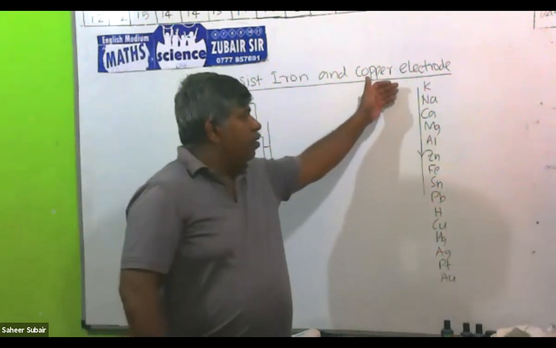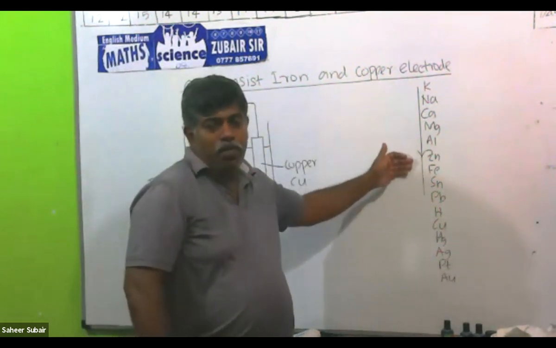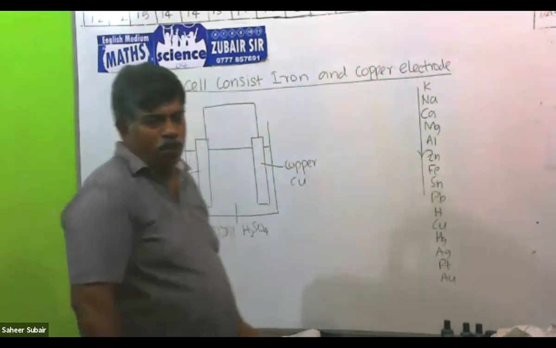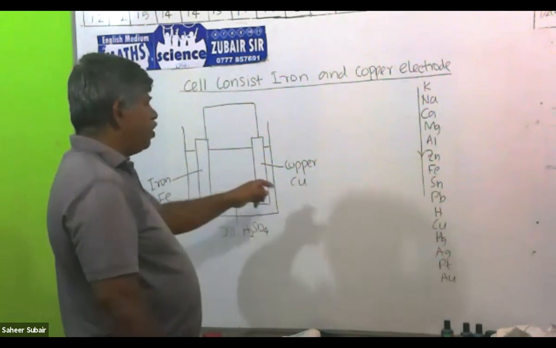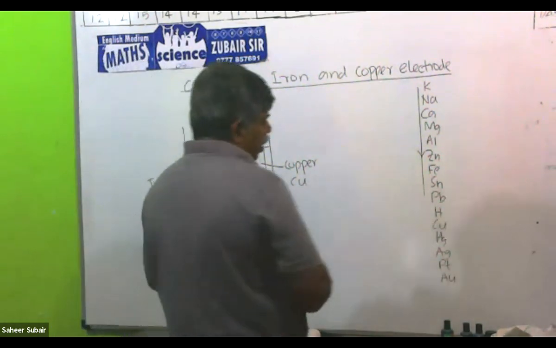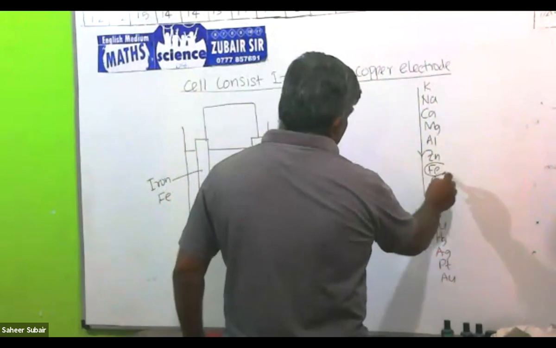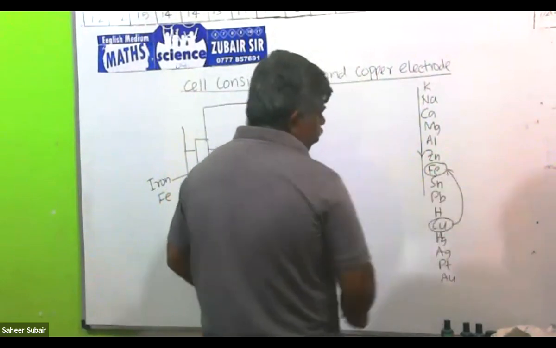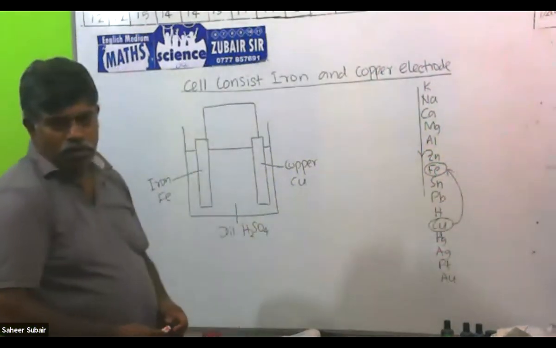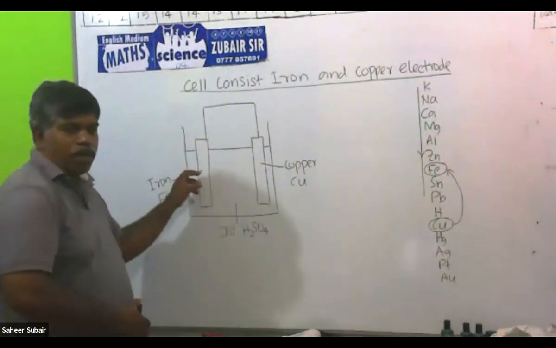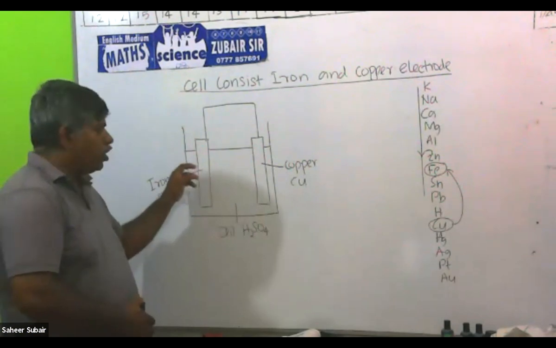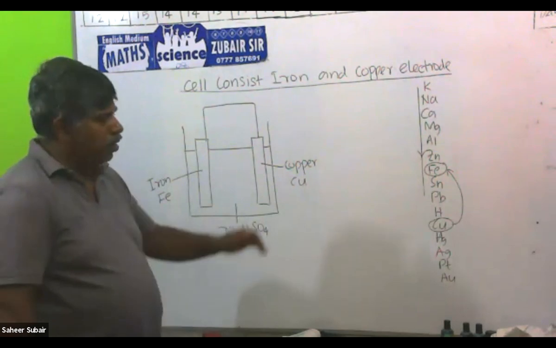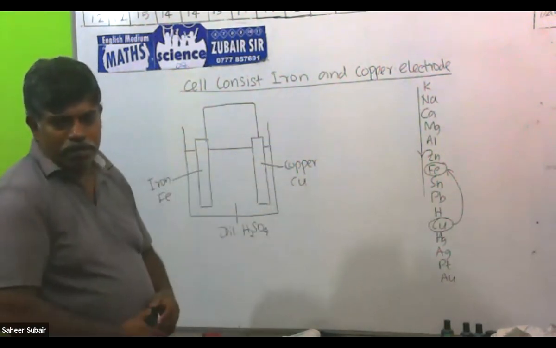Now see here, this is the descending order. The upper one reacts more than the lower one. Here we are using two metals. One is iron, the other one is copper. Compare it and see. Iron is here, copper is here. So iron is more reactive than copper. Because of that, iron only starts to become positive ions, cations. So in the activity series, the upper one only starts the reaction.